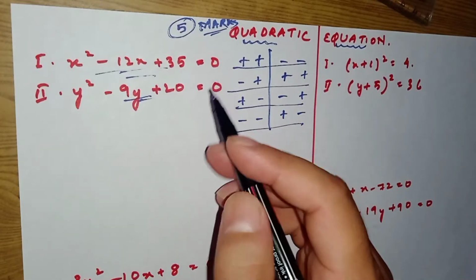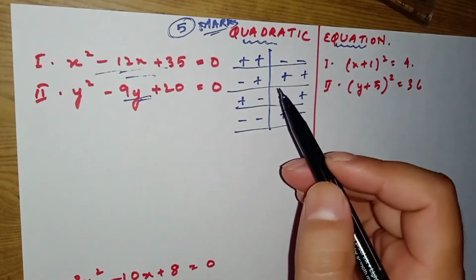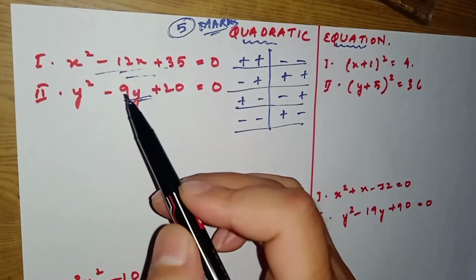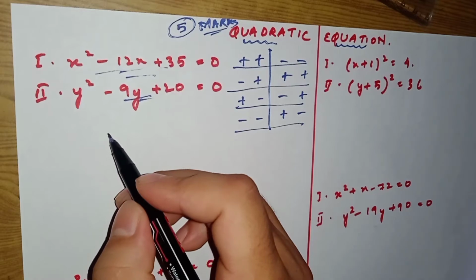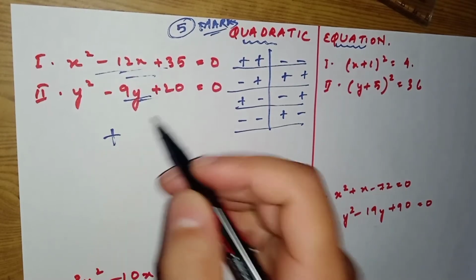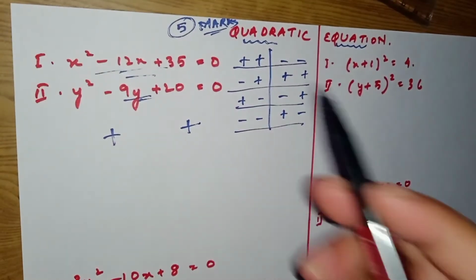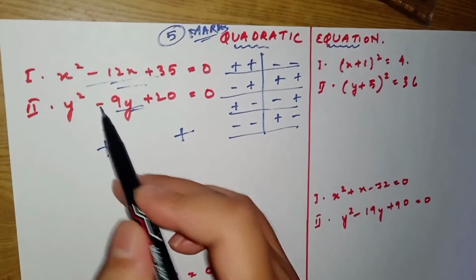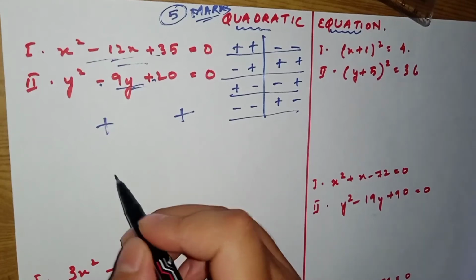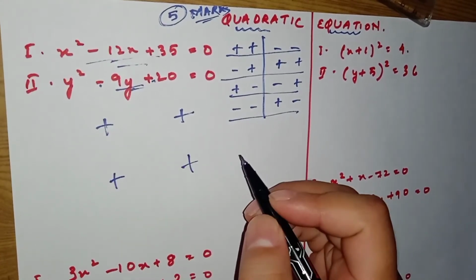Okay, let's get started with question number 1. In the equation it is minus plus, then minus plus means the signs of the roots will be plus plus. And in this equation it is also minus plus, then it will be plus plus.